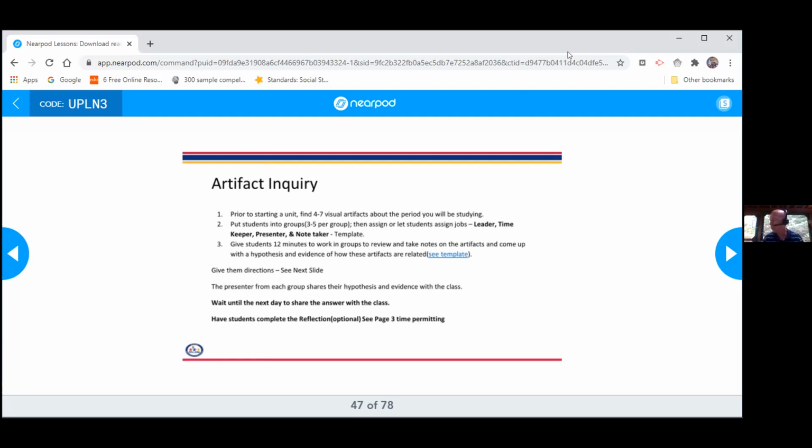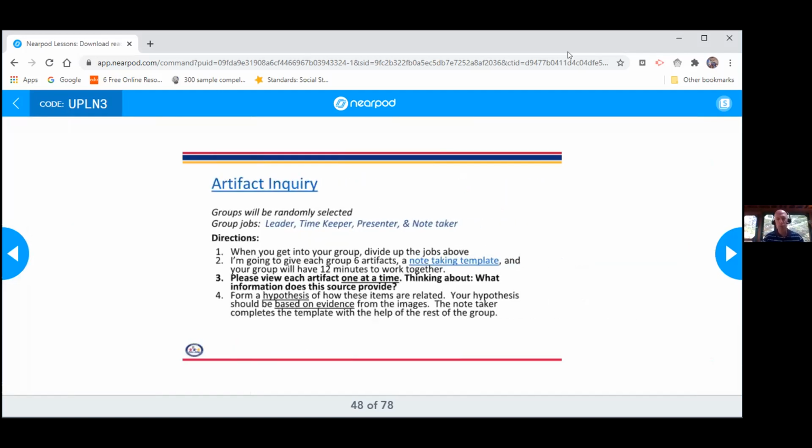And then what I do is I break students into groups of 3 to 5, and I would assign them jobs. Okay, the leader, the timekeeper, the presenter, and the note taker. Then I would give each group a physical or electronic copy of a graphic organizer and the artifacts. And hopefully we'll all be in person, so it would be great to have those in person to be able to use. And that's probably the best way, so they can mark it up and, you know, really look closely at the image.